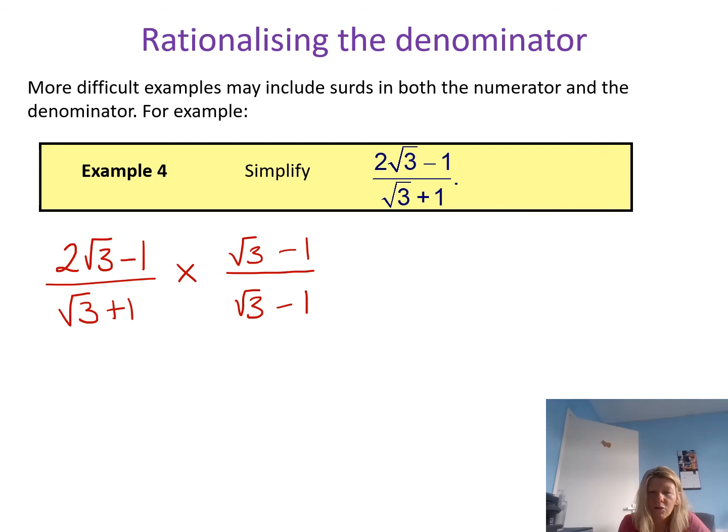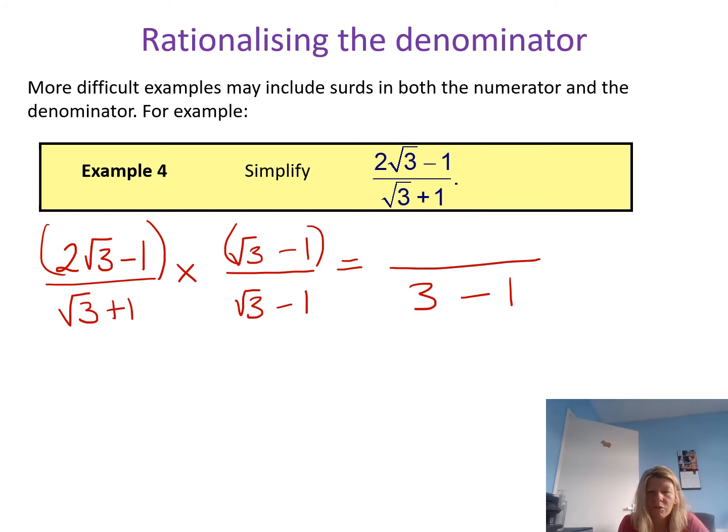So remember, we can't alter it, we're only timesing by 1. So what we'll get on the bottom is root 3 all squared, which is just 3, take away 1 squared, which is 1. And on the top, we've got a bit more to do. We'll put brackets here. Remember to do it in the bracket way.